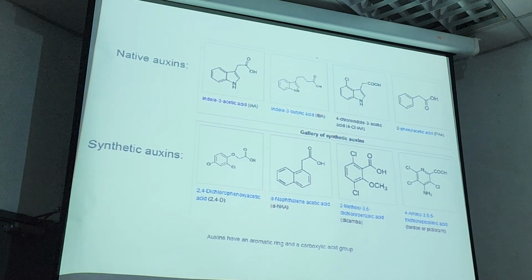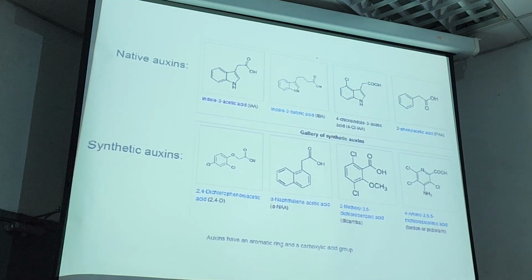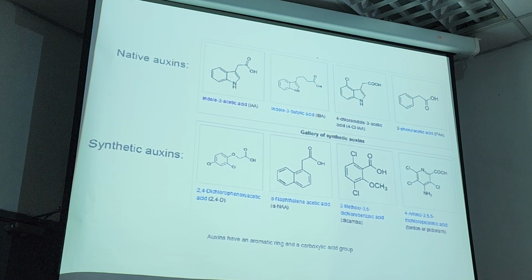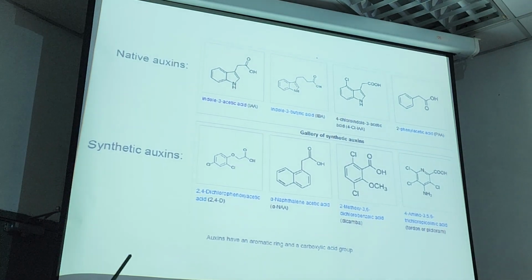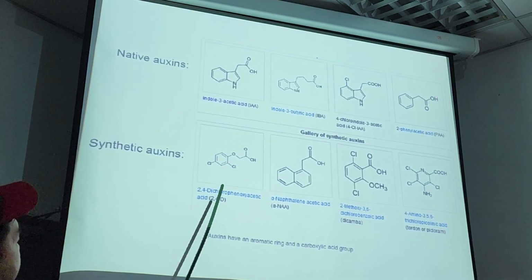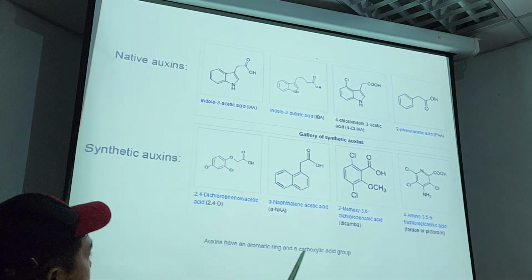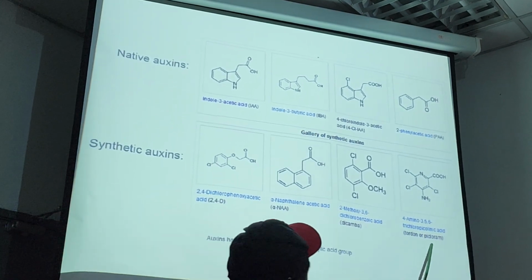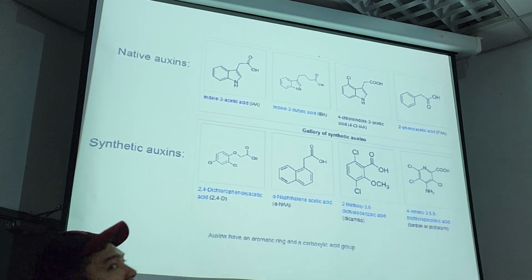Have you taken your weed science? No. In weed science, later you will learn there are many types of herbicides. And some of these herbicides, actually, they are auxin, the synthetic auxin. Okay, you got 2,4-D, alpha NAA, dicamba, and picloram. There are many types.